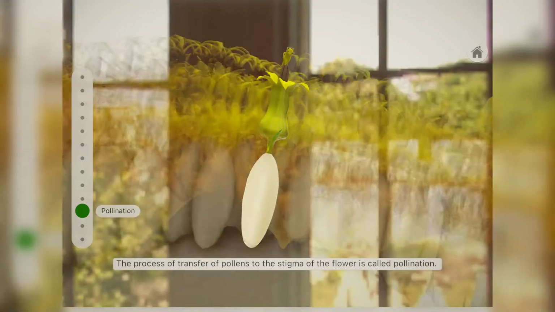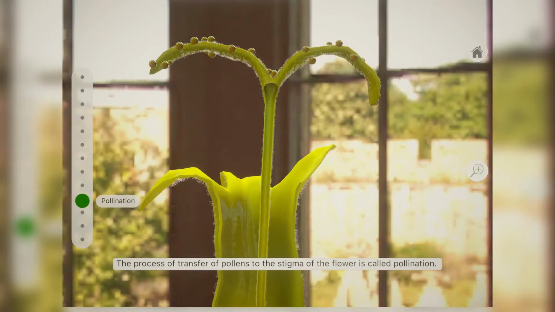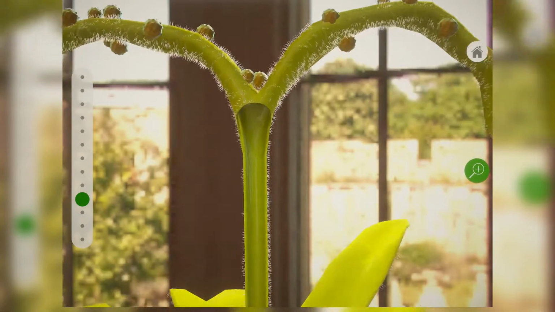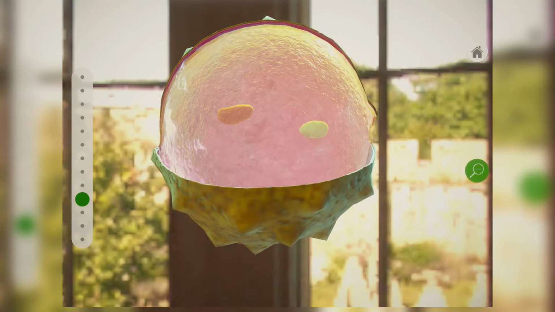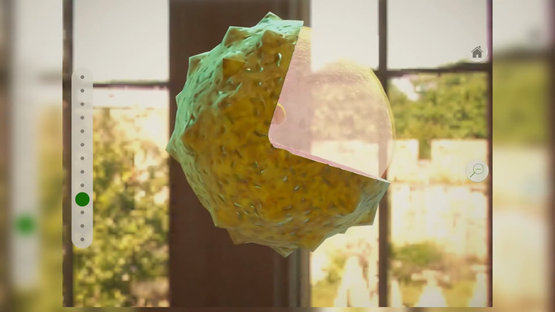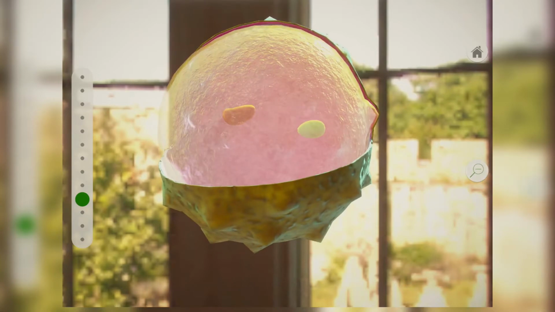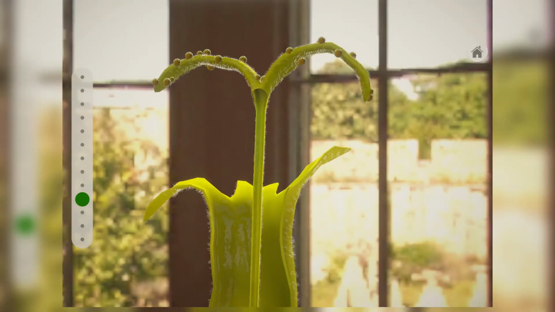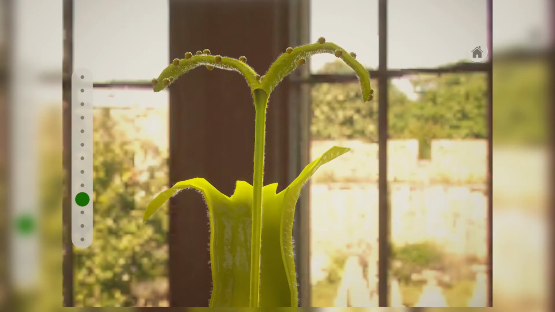Oh, these pistils. Okay, look at that. Those are the pollen grains on the stigma. The process that happens is pollination, when the pollen grains are on the stigma. Okay, when we zoom in on the pollen grains, the shape is like that. It's amazing. So we can conclude that pollination is when the pollen grains from the anther land on the stigma.